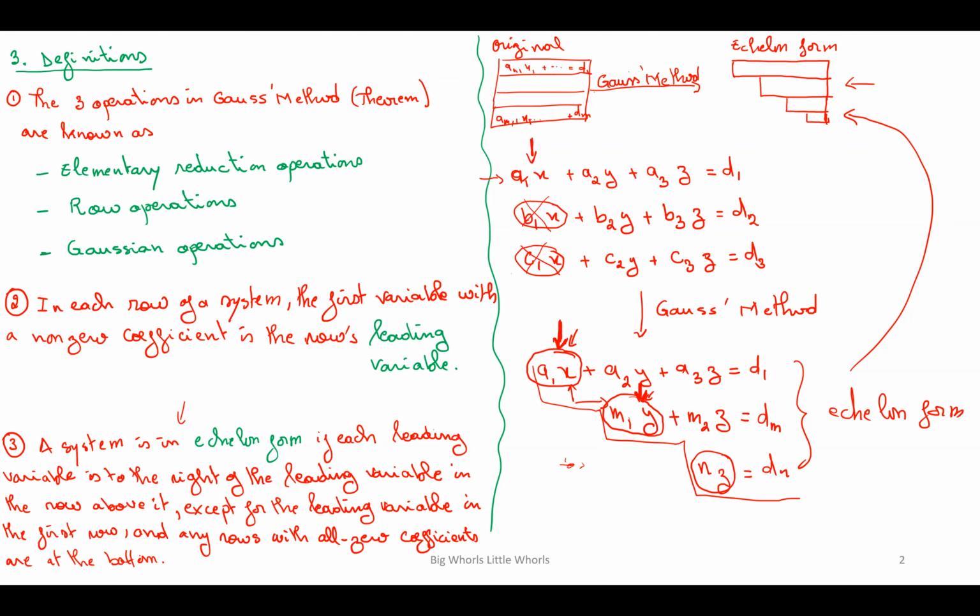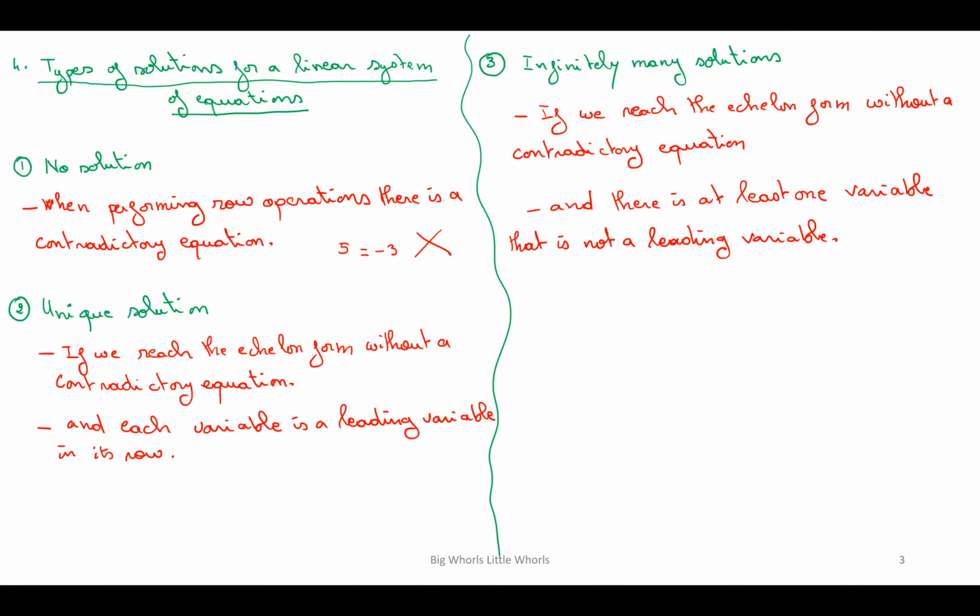We have also seen the definition of the concept of leading variable, which is very important, and the definition of an echelon form of a system. And we finished this lecture by discussing the three types of solutions of a linear system of equations. The linear system may have no solutions at all, it can have a unique solution, and it can also have infinitely many solutions.